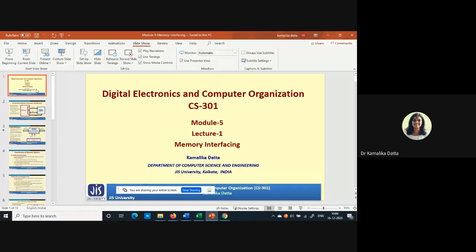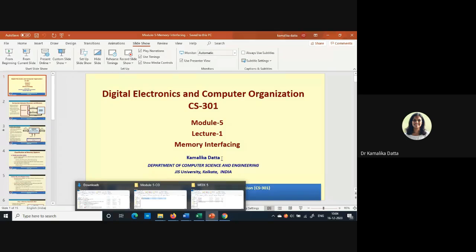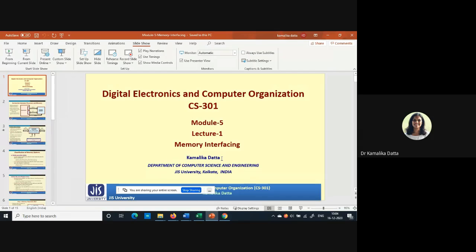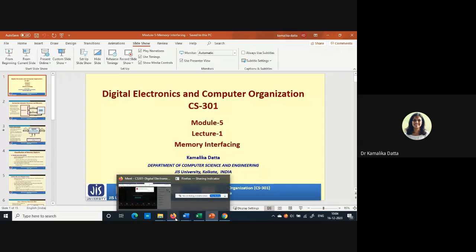Kinds of memory that we will be looking into, and also what are basically the things required for control unit design. So these are the aspects that we will be looking into, but today I will start with memory interfacing.